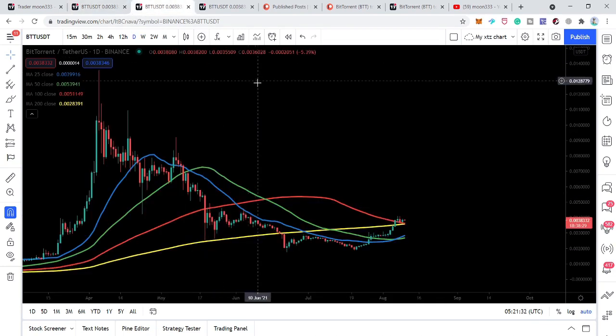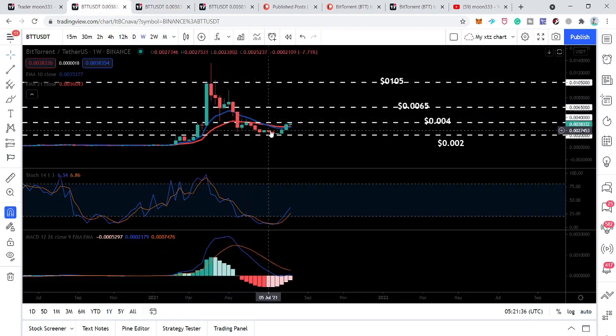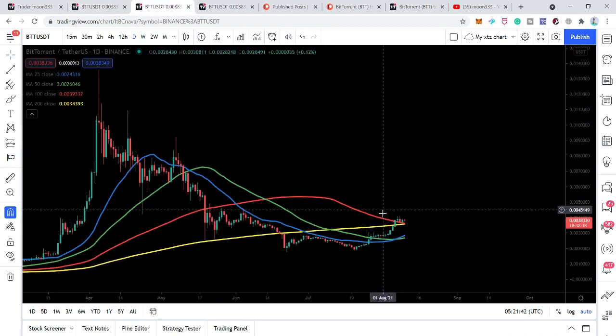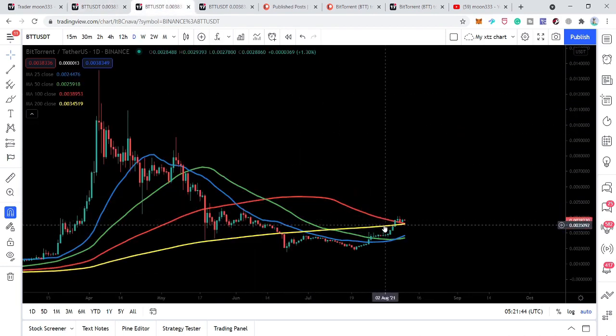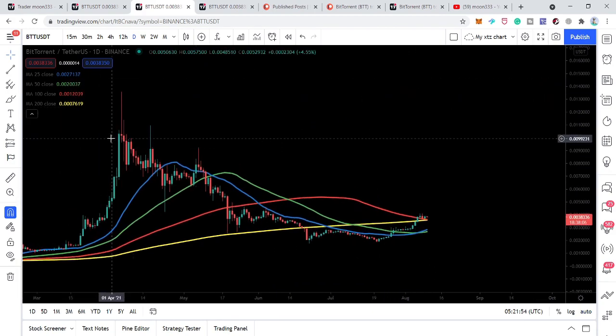Now if we take a look at the daily time frame chart, at the same time, while the price action has broken out the EMA 21 on the weekly time frame, on the daily time frame the price action has broken out the 200. This yellow one is the 200 simple moving average, and the 100 simple moving averages as well. But here we have a rejection line on the daily time frame chart.